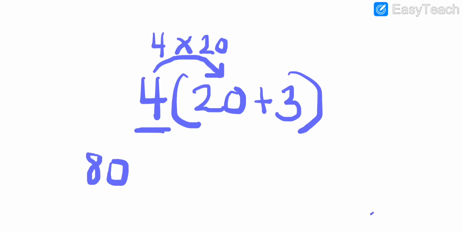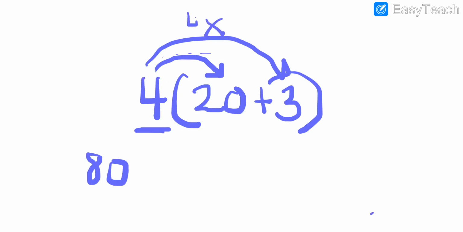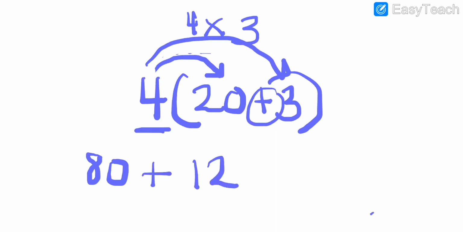Now in the same way, I'm going to distribute the 4 to the 3, 4 times 3, and I will get 12. Now I'm going to add my addition symbol right here. I did 4 times 20, which I got 80, and then 4 times 3, and I got 12. Now all I have to do is 80 plus 12. 80 plus 12 is 92.